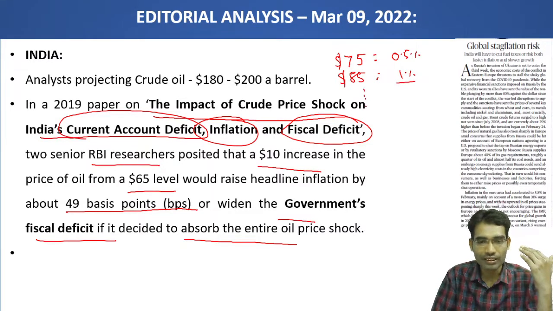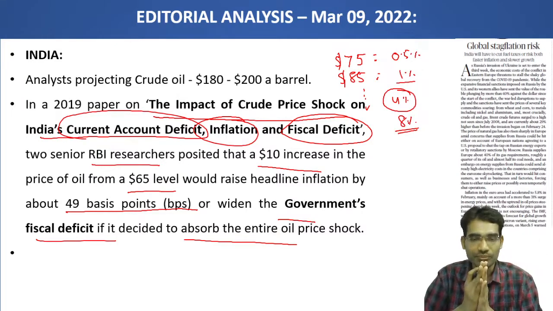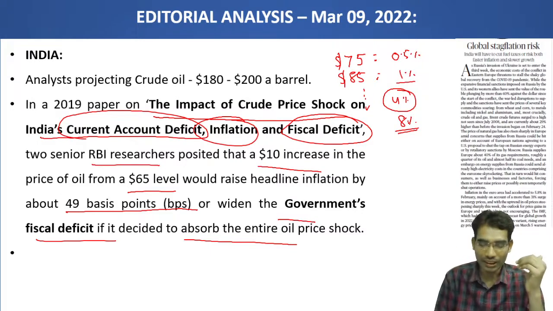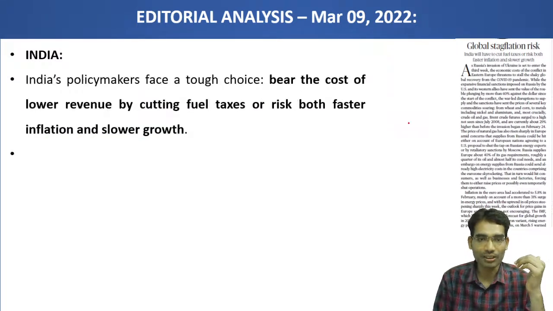Now likewise, if 4% inflation is there, it will become 8% or 10% inflation if there is a huge rise in oil prices. Now already the oil prices are reaching $130 and $140. Now this shows the coming danger for India's economy.